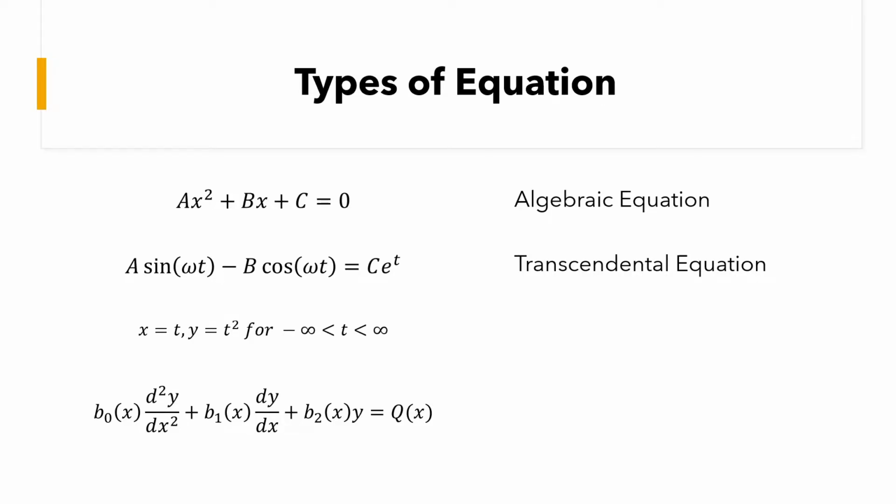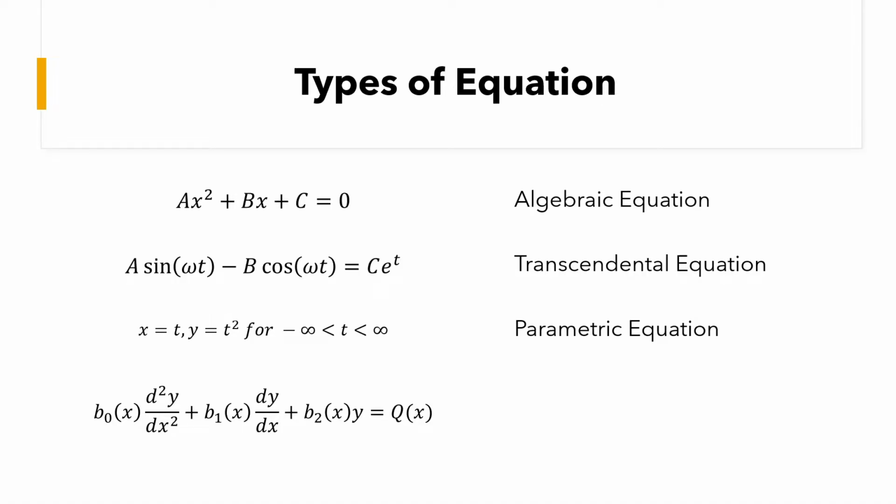Now, for the third one, we have x is equal to t and y is equal to t squared for t greater than negative infinity but less than positive infinity. This kind of equation is what we call a parametric equation. We have parameters given in order to determine the values of the equation.